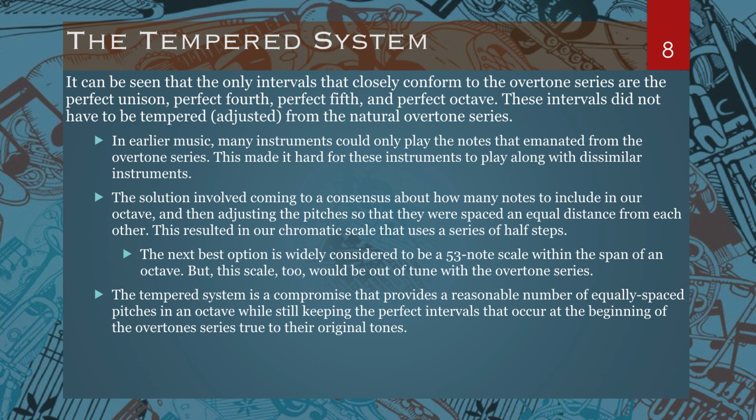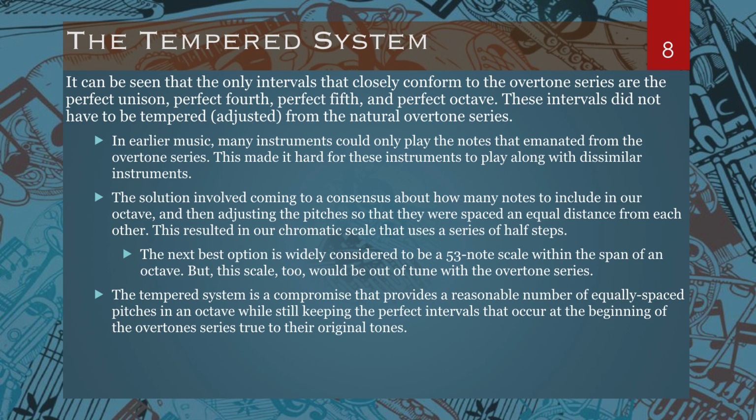So the solution involved coming to a consensus about how many notes to include in our octave. Then we adjusted the pitches so they were spaced in equal distance from each other. It resulted in our chromatic scale, which you'll learn about later, that uses a series of half steps. We've already discussed the concept of the chromatic scale, but you haven't actually seen it written out yet, so we're going to get more into the chromatic scale later on as we go.